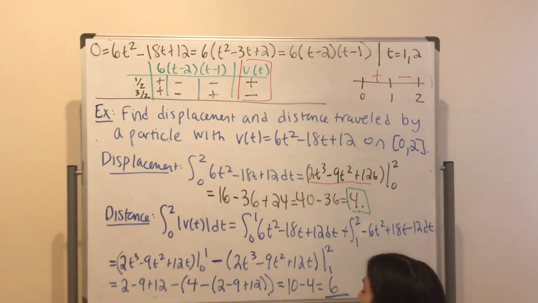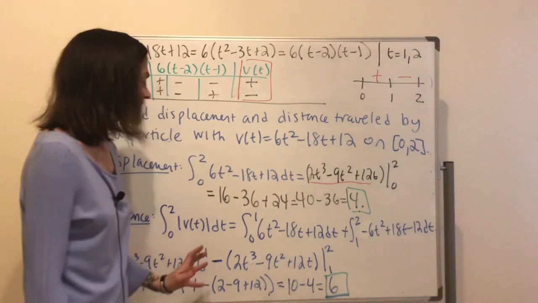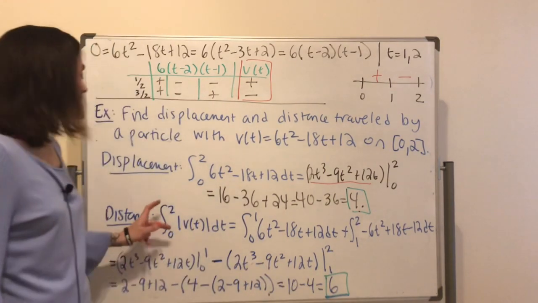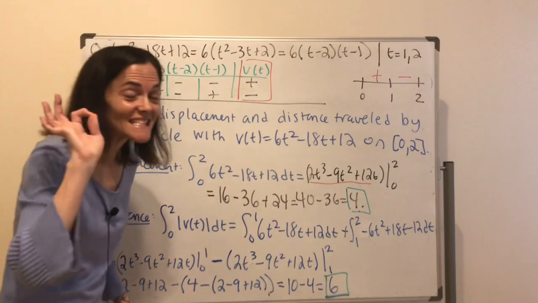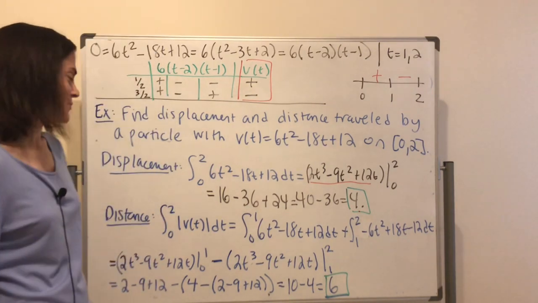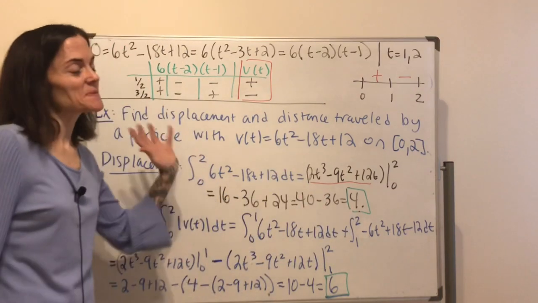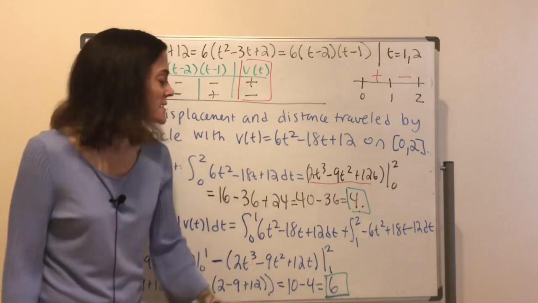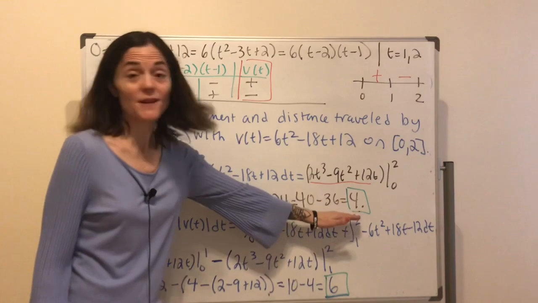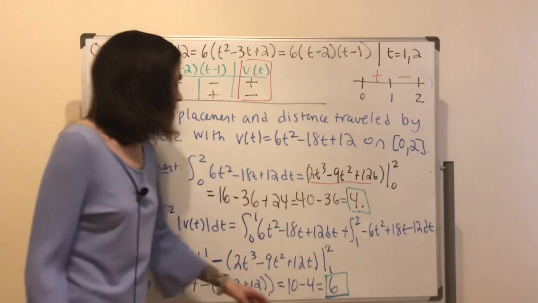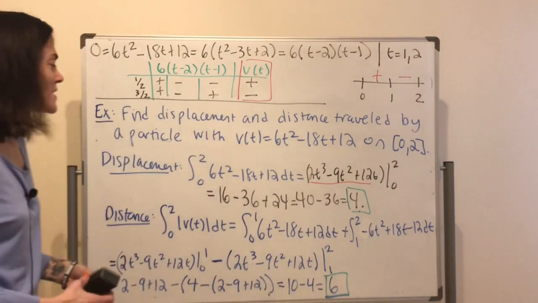Okay, good. So maybe I'll put this also in a green box. Here. 6 is the total distance traveled on 0 to 2. And then here with 4, this was the displacement on 0 to 2. And you notice that distance is greater than or equal to the displacement, and this is always the case, right?